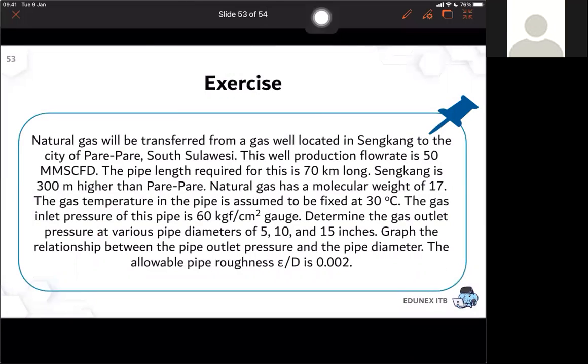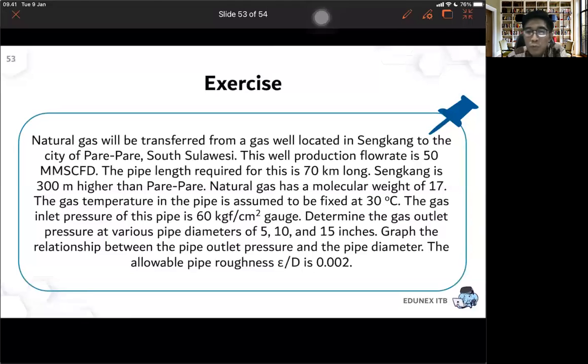Most of the parts, sir. Okay, maybe in 1 hour, I will try to guide you how to do this exercise. So please prepare paper and also a calculator to help with the calculation. Basically, this is the application of the Bernoulli equation.